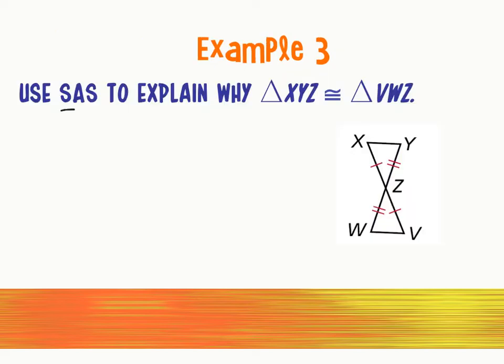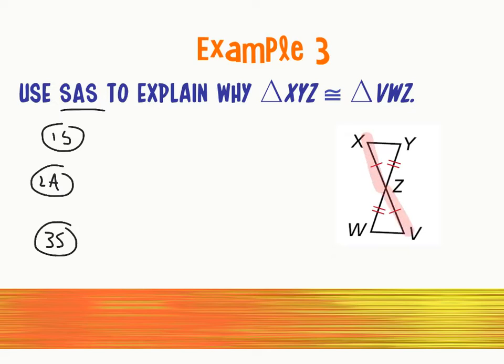So now we're going to use side, angle, side to explain why triangle XYZ is congruent to triangle VWZ. So remember, when we're using side, angle, side, we need 3 things. We need 1 pair of sides that's congruent, 1 angle that's congruent, so that's our second thing, and then the third thing we need is another side that's congruent. So side, angle, side. So in this example, it's given to us that XZ is congruent to ZV. So that's our first side that we know is congruent.